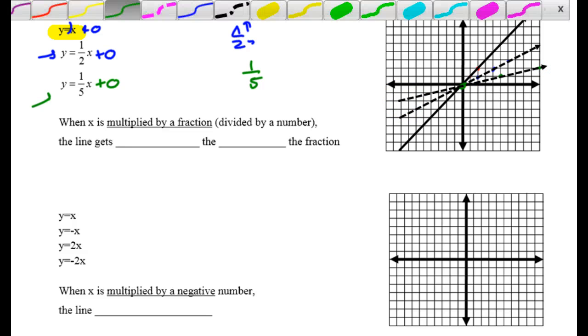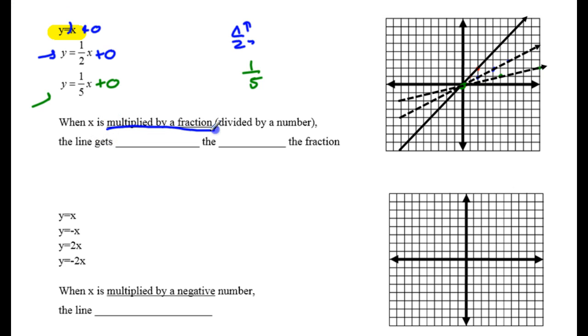Alright, so now here's the thing. This one says when x is multiplied by a fraction. Remember the last one, it was multiplied by whole numbers. Now it's multiplied by a fraction. Remember, fractions mean dividing, really. So think about what that's going to do. When you're technically dividing the slope, the line does not get steeper. Look, it started here, it went here, it went here. It's getting flatter. The line gets flatter the lower the fraction.